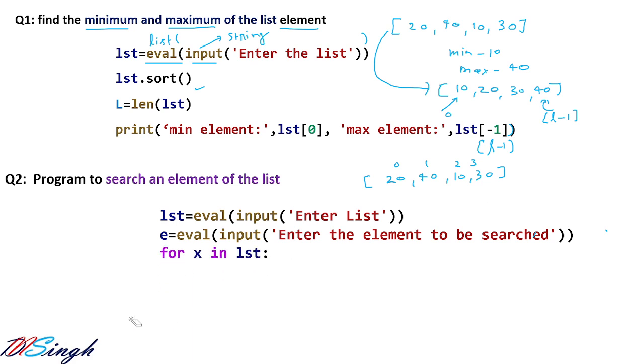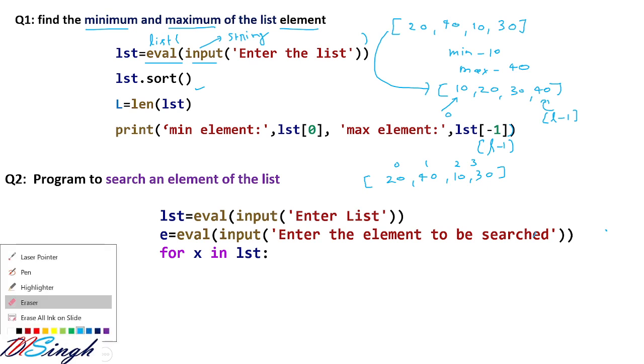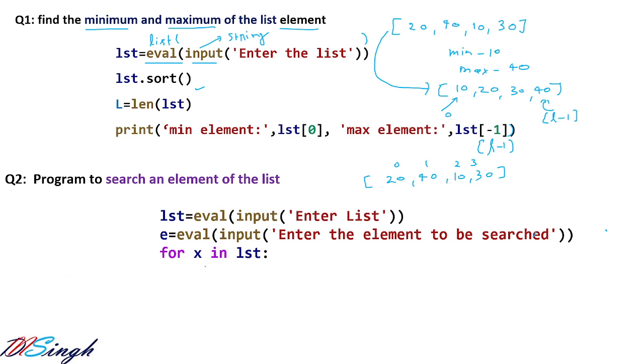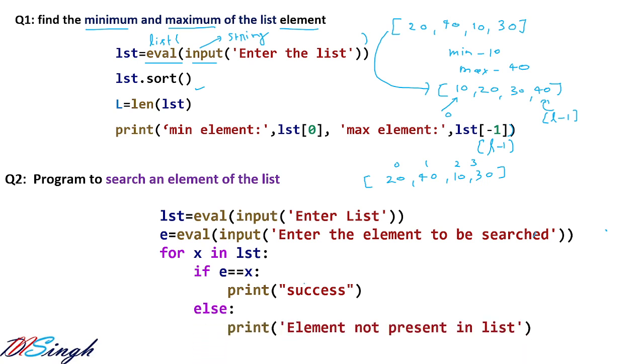Next is what? We are going to iterate over the list element by element. We are not using indexes here. After iteration, now our job is to compare whether the element x is equal to e or not. If it is equal to e, we found the element and we are going to display success, otherwise no. So let us see, if e equal to x, we are going to print success, else we are going to print element not present in the list.